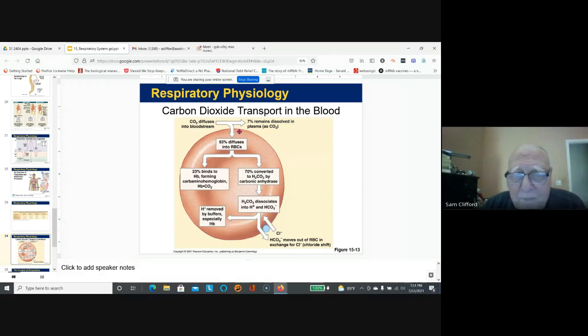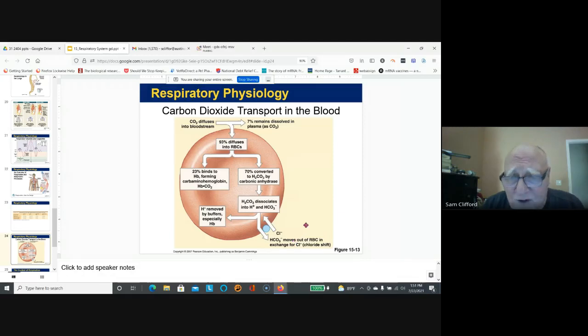So, important take home message of this is that most of CO2 is modified in the red blood cells to form bicarbonate, so it can be carried in the plasma. The initial reaction keeps about 7% of CO2 in the plasma. This carbonic anhydrase is an enzyme. It's very important to catalyze the reaction between water and CO2, which forms carbonic acid, which then dissociates, and bicarbonate moves into the plasma.